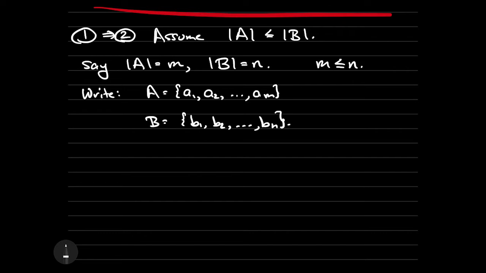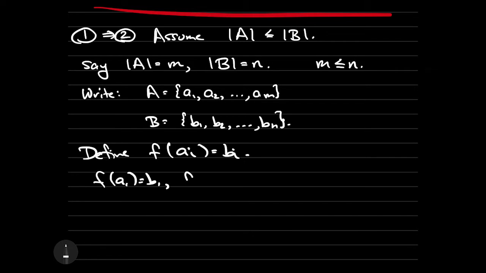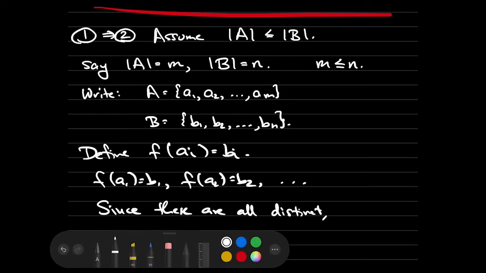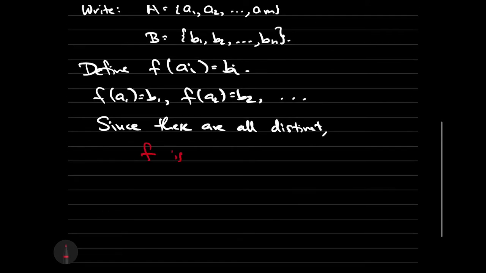So let's define a function. For all i from 1 to m, define f of ai to be bi. So f of a1 is b1, f of a2 is b2, etc. Notice that each different ai gives a different f of ai, and therefore f is injective. We've done it.